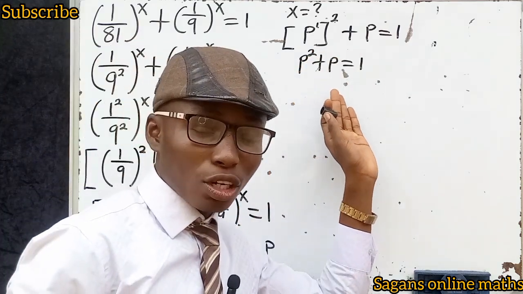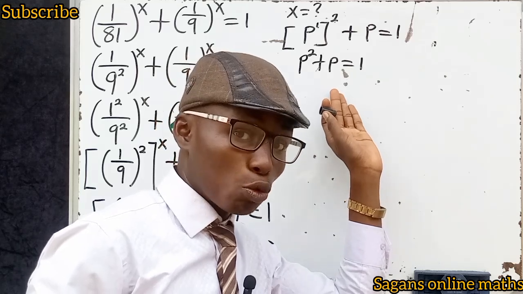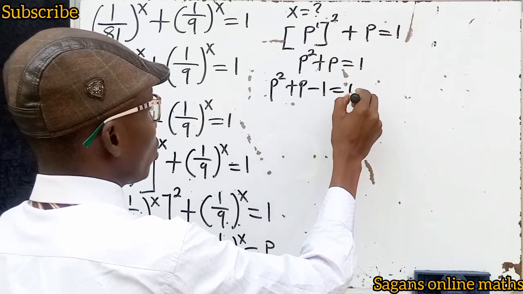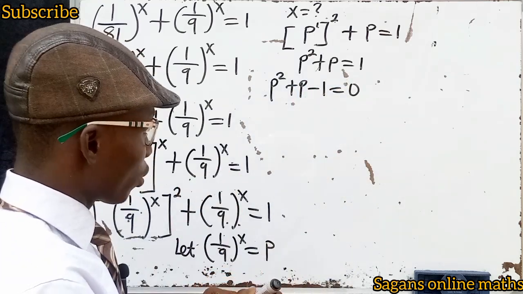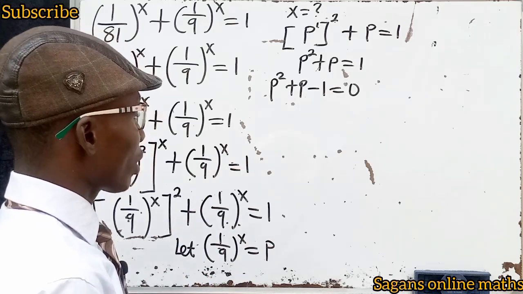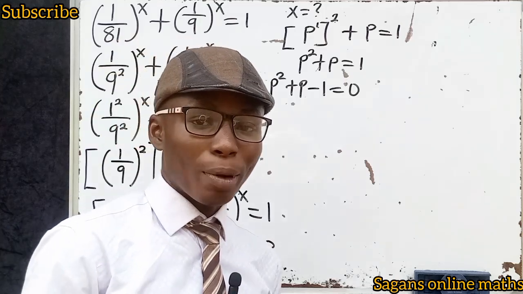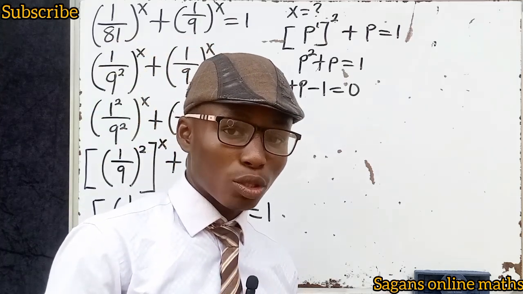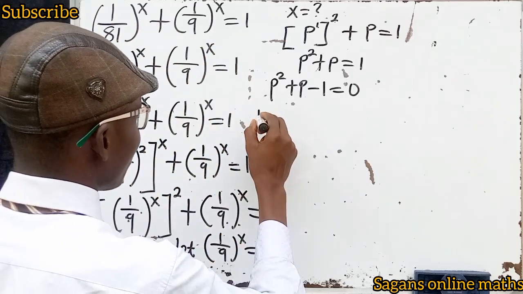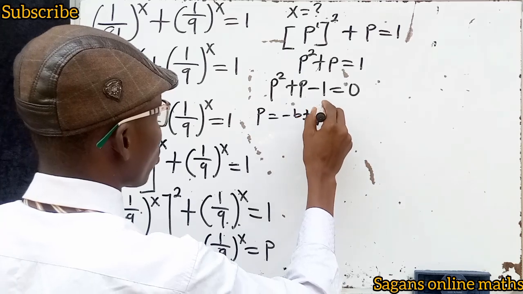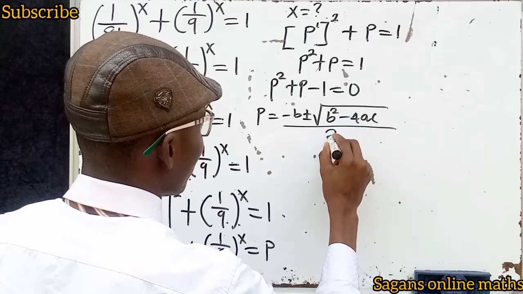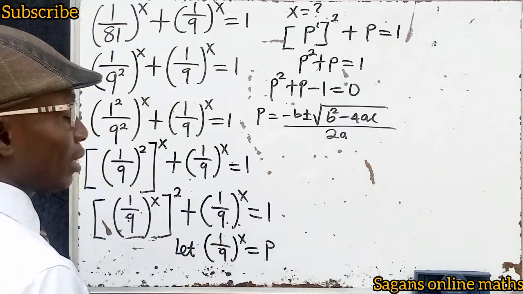Now let's subtract 1 from both sides so that I can put this in a very well form of a quadratic equation. So if we do that, this is P squared plus P minus 1 equals 0. Now this is a quadratic equation, but our question is, can this be factorized? No. Okay, so what are we going to do? We can use completing the square or the formula method, right? So that's what we're going to do. Let's use the formula method. That means our P is equal to minus b plus or minus the square root of b squared minus 4ac, all divided by 2a. This is the quadratic formula, right? This is the formula.